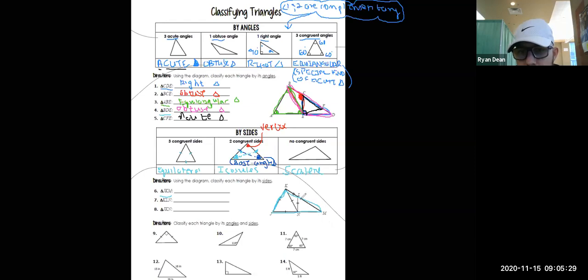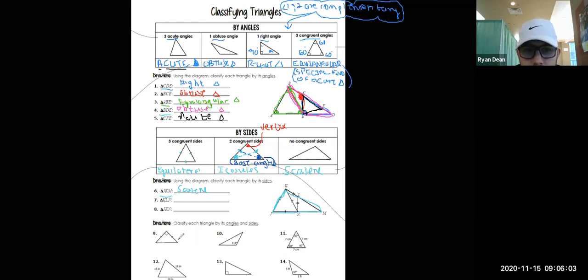We also don't know anything about LM or NM. So just based on this assumption, since there's no side lengths, we cannot determine if there are any congruent sides. So this one's going to be scalene because they didn't tell us these pieces of information, and we can't determine if they are congruent because there's no measure. So this one's going to be scalene. We're going to assume that there's no congruent sides.